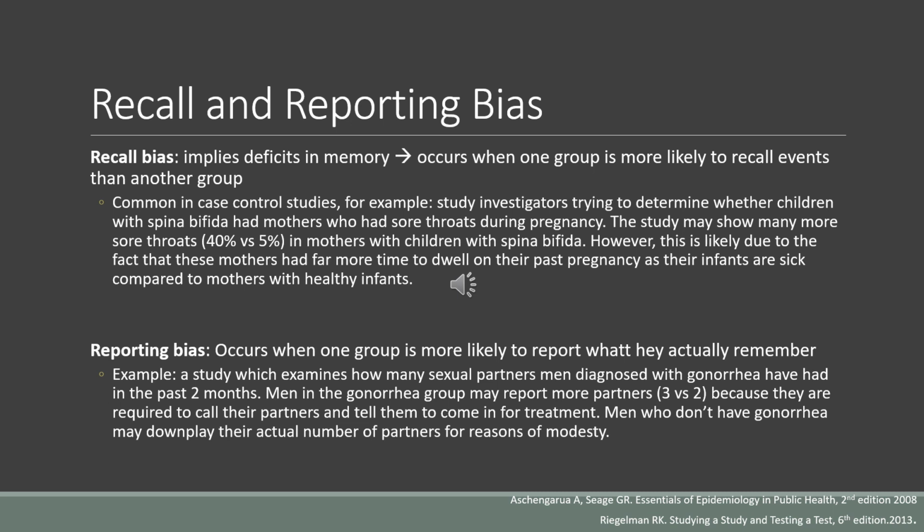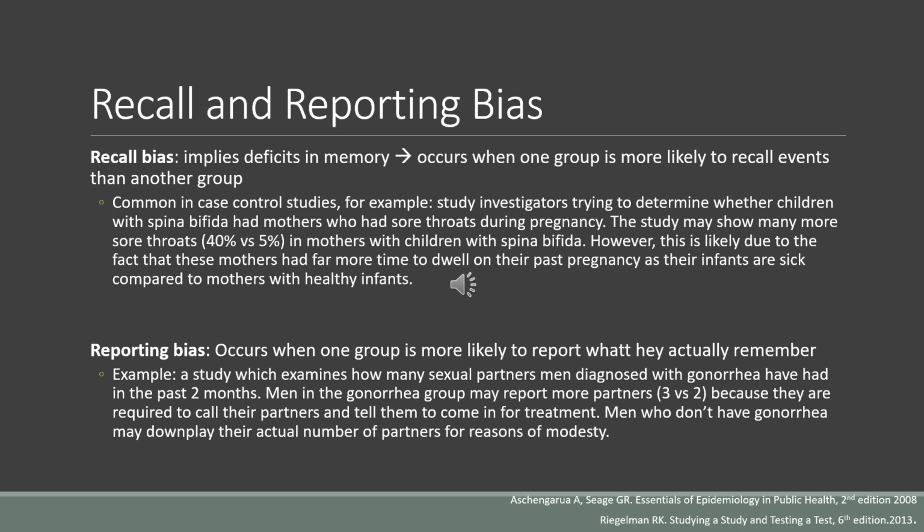I've written a little bit more detail in the notes section of this PowerPoint, but essentially recall bias is more likely to occur when subsequent events are traumatic. So having a child with spina bifida may be traumatic, and therefore you may subjectively remember events that are more easily forgotten by people who have not had a traumatic event.